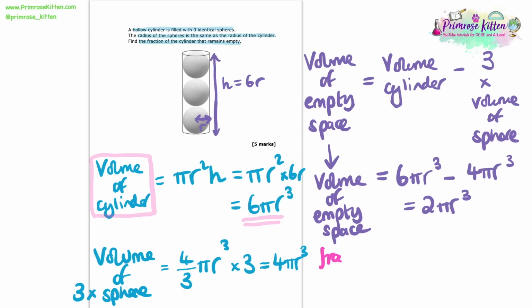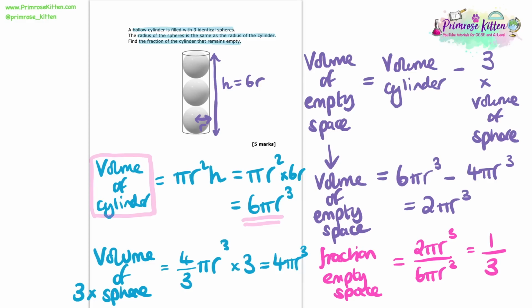Now going back to the question, we're asked to find the fraction of the cylinder that remains empty. So that's going to be equal to that volume of empty space divided by the volume of the cylinder. So we have 2 pi r cubed over 6 pi r cubed, which simplifies down to just 1/3. So 1/3 of this cylinder remains empty.